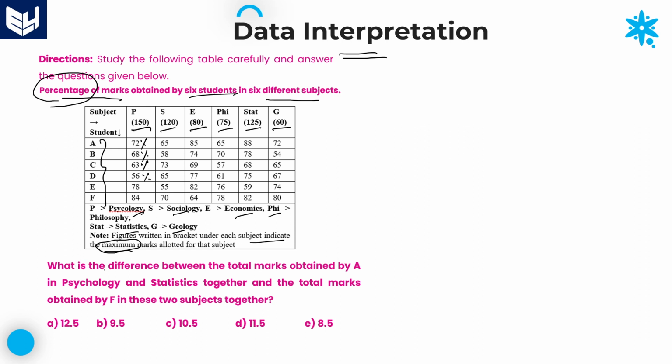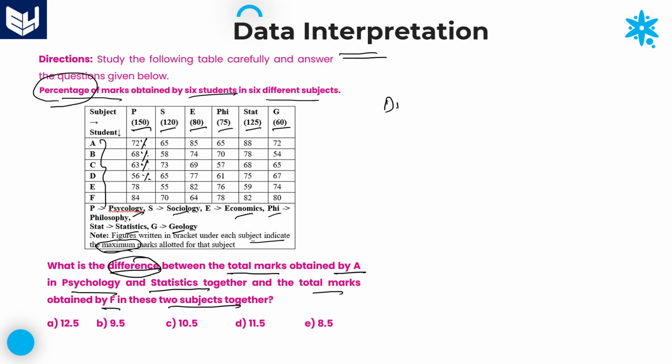First of all, see the first question. What is the difference between total marks obtained by A in psychology and statistics together and the total marks obtained by F in these two subjects together? Here we need to calculate the difference.